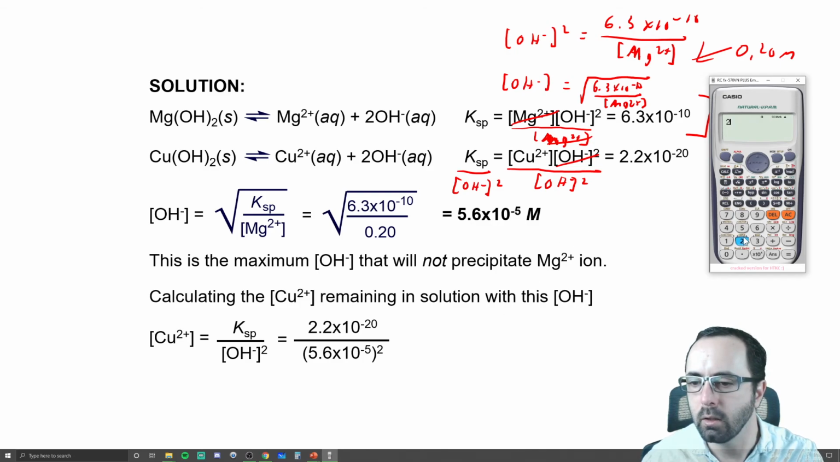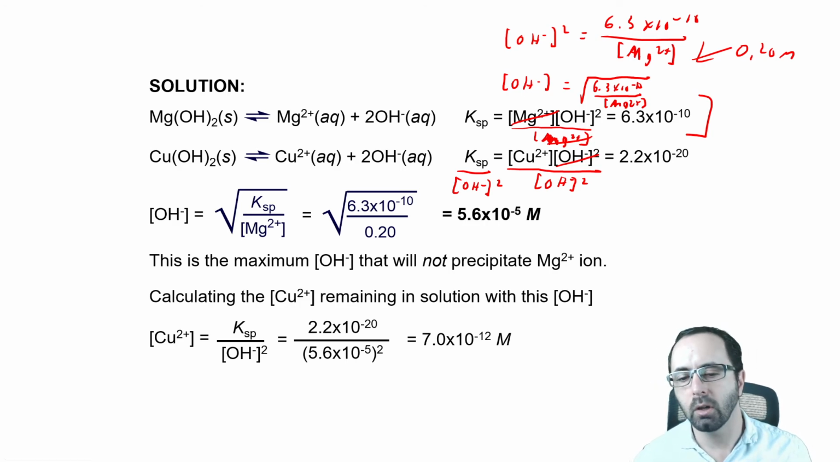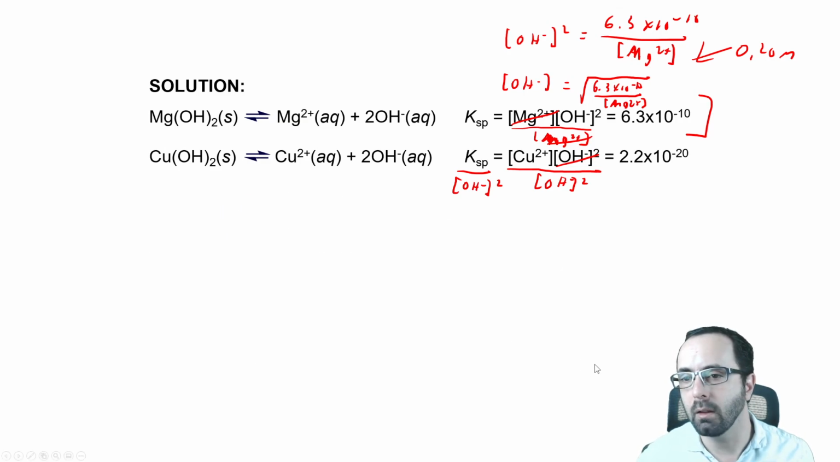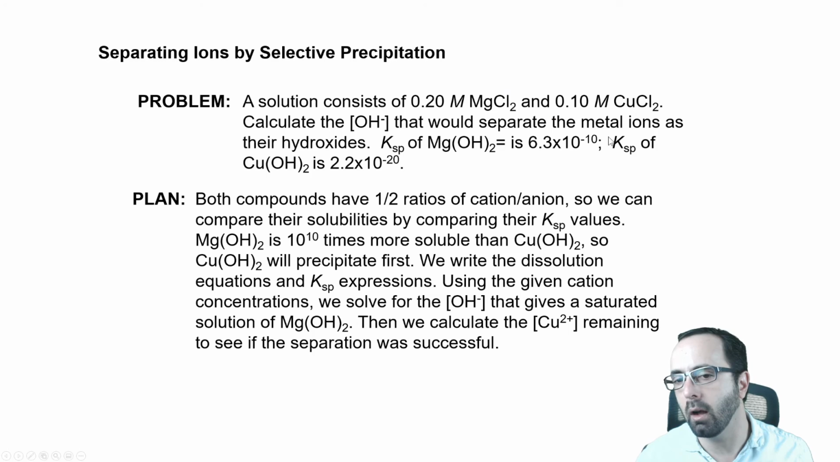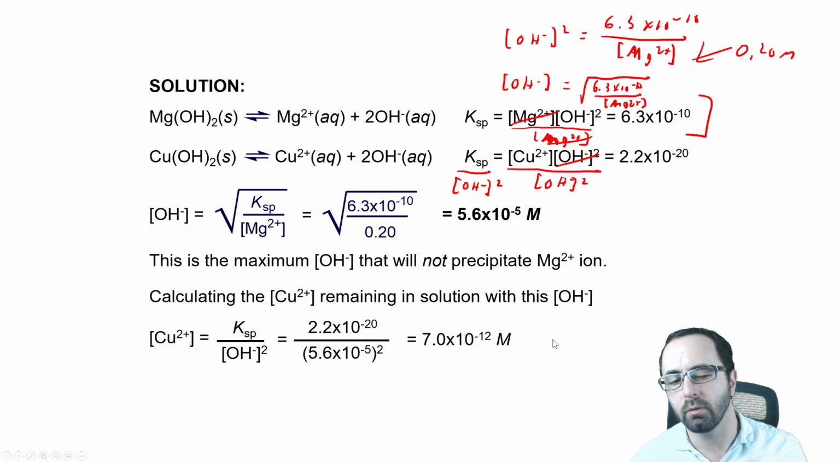So it will be 2.2 times 10 to the minus 20 divided by 5.6 times 10 to the minus 5 squared. And we get 7.0 times 10 to the minus 12 molar. So very, very little copper ion concentration remaining. Remember, if we go back to the original problem, it was 0.1 molar copper ions. But now, with this much hydroxide, there will only be 7.0 times 10 to the minus 12 molar of copper ions remaining.